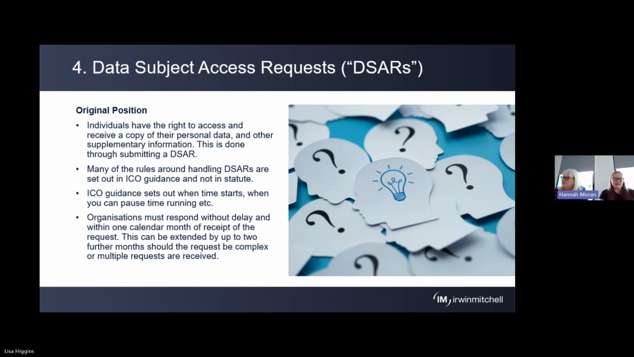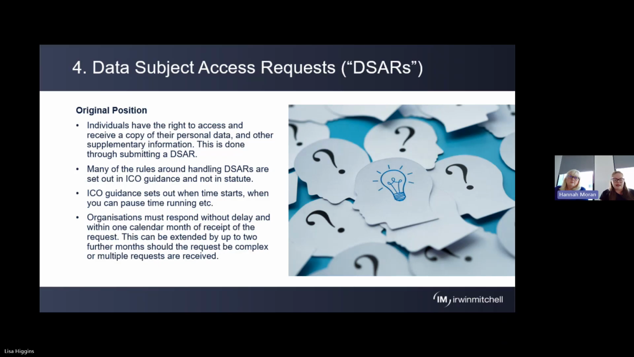Fab. Thanks, Joanne. So, as you may be aware, under UK GDPR, individuals have the right to access and receive a copy of their personal data and other supplementary information, which is the kind of stuff that would usually be in your privacy notice. And this is done through submitting a data subject access request, or a DSAR.